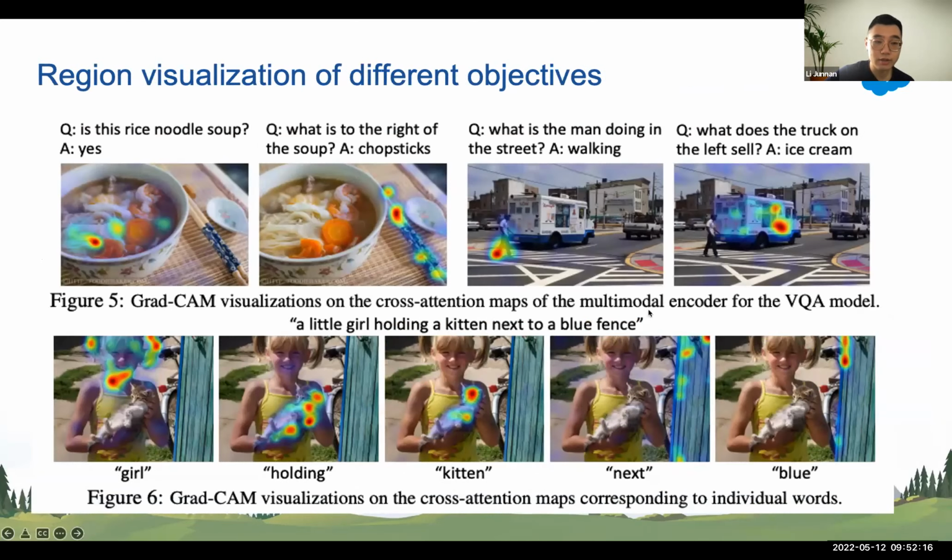And we can also do localization for answers, not only for phrases. We can also visualize the answer corresponding to a question. You can find the chopstick for this answer, chopstick. And it can also do per word localization, where if you localize a cross-attention map for each individual token, we can get the localization for each word. Even for the action holding, we can localize where it happens. And this was quite impressive, that we discovered something that wasn't able to be achieved by any previous models.